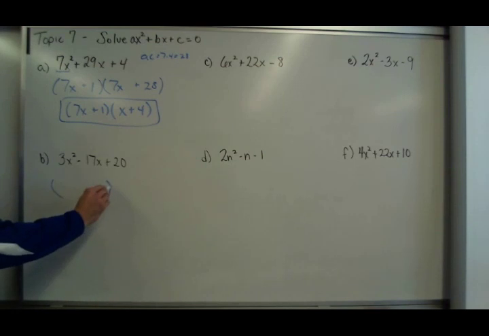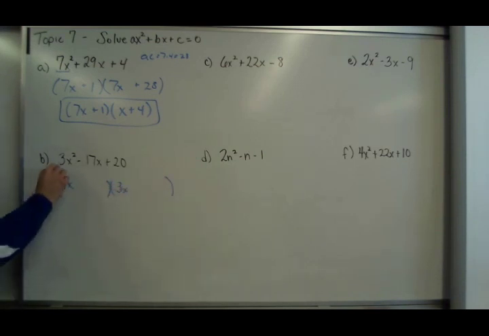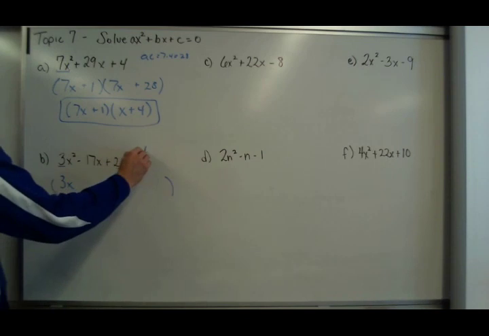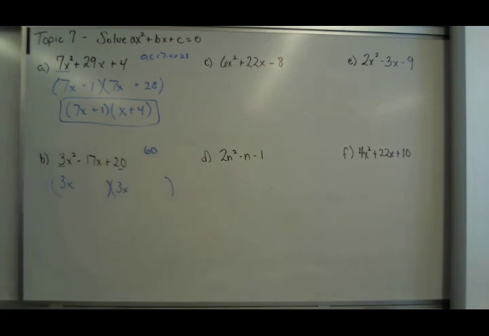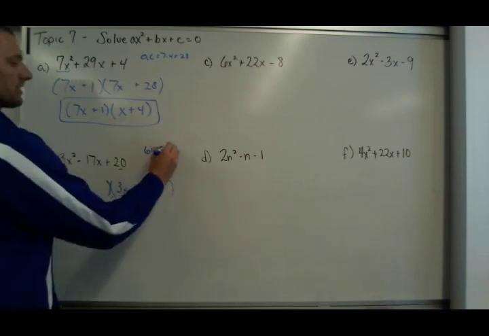So to set this up, we start here. You've got a 3x, a 3x. We multiply our a times our c, and that gives us 60. So we're looking for 2 things that multiply to 60, add up to 17. Now, it may not come to you right away. You can go through and look at your factors.